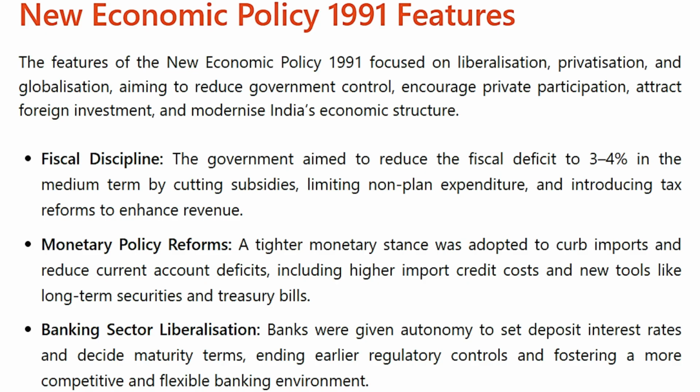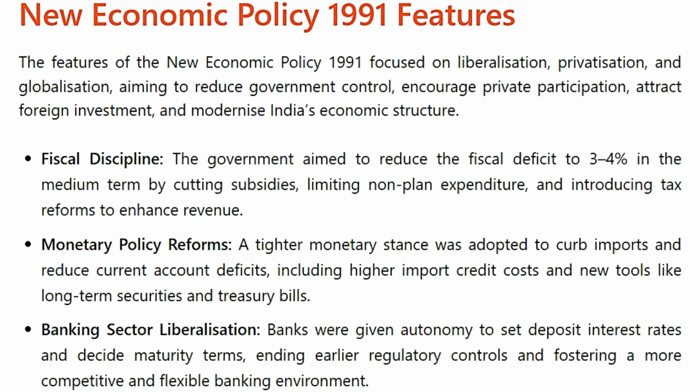Fiscal discipline. The government aimed to reduce the fiscal deficit to 3 to 4% in the medium term by cutting subsidies, limiting non-planned expenditure, and introducing tax reforms to enhance revenue. Monetary policy reforms. A tighter monetary stance was adopted to curb imports and reduce current account deficits, including higher import credit costs and new tools like long-term securities and treasury bills.